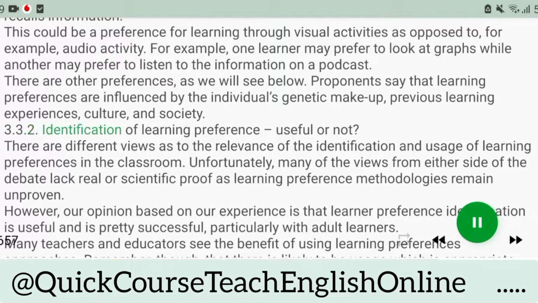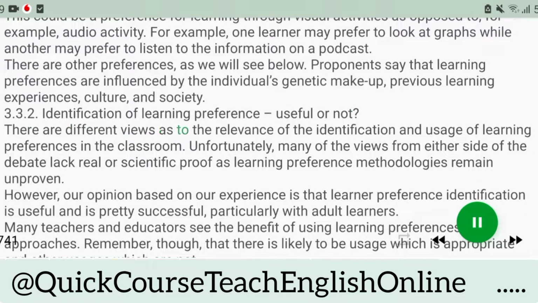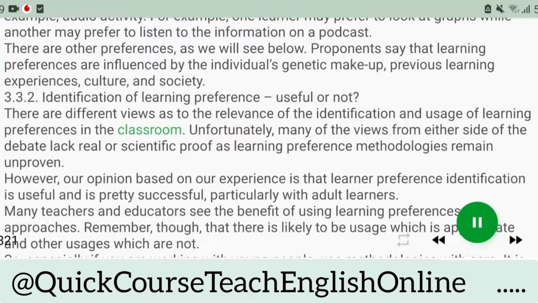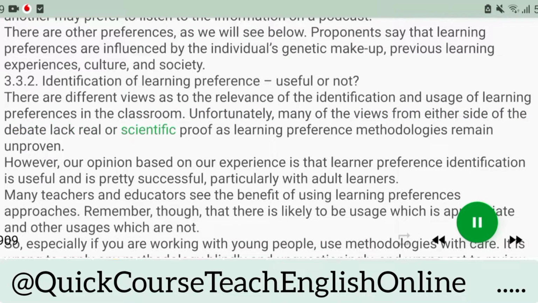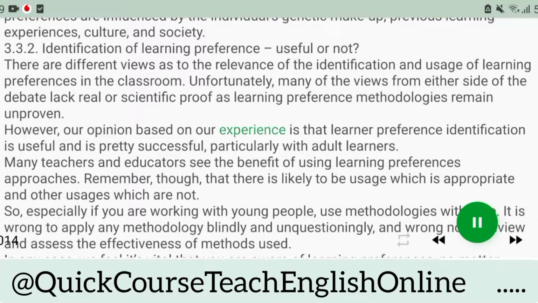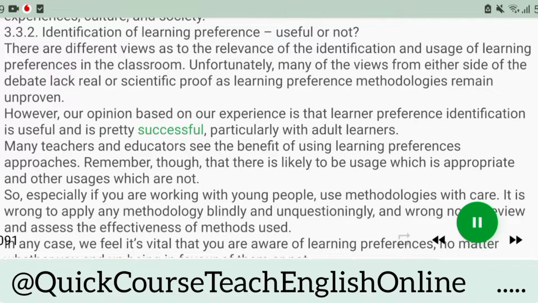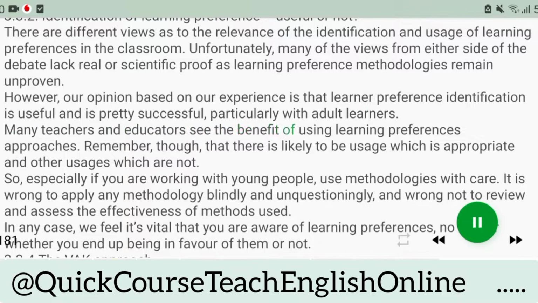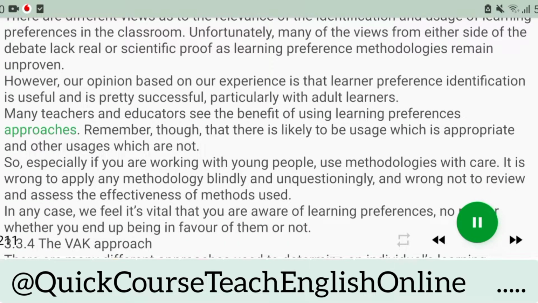3.3.2. Identification of learning preference, useful or not. There are different views as to the relevance of the identification and usage of learning preferences in the classroom. Unfortunately, many of the views from either side of the debate lack real or scientific proof, as learning preference methodologies remain unproven. However, our opinion based on our experience is that learner preference identification is useful and is pretty successful, particularly with adult learners. Many teachers and educators see the benefit of using learning preferences approaches.